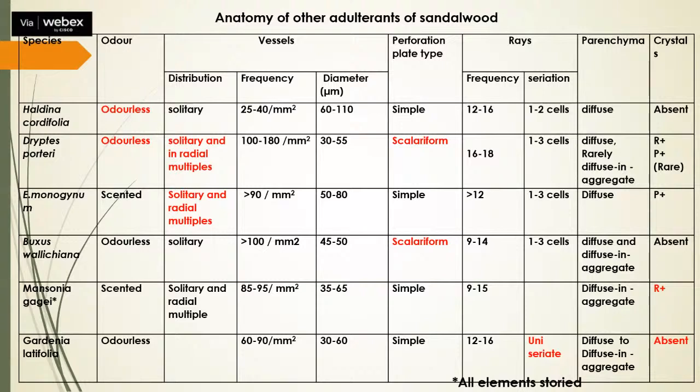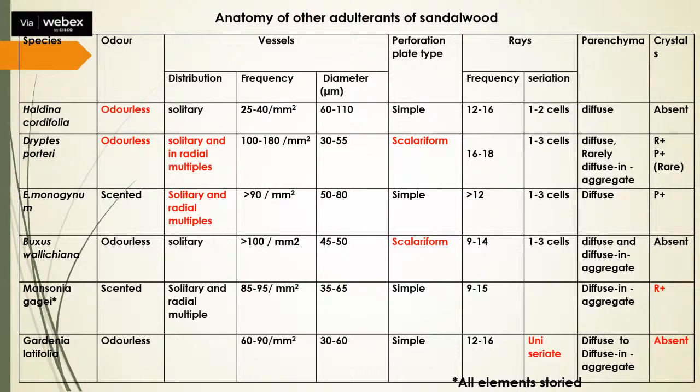And distribution of the vessels. In case of sandalwood, it is solitary. Haldina cordifolia is also having solitary vessels. Buxus is also solitary. But in case of Dryptes and Erythroxylum, solitary and radial multiples are there. So these two can be differentiated from the regular sandalwood.